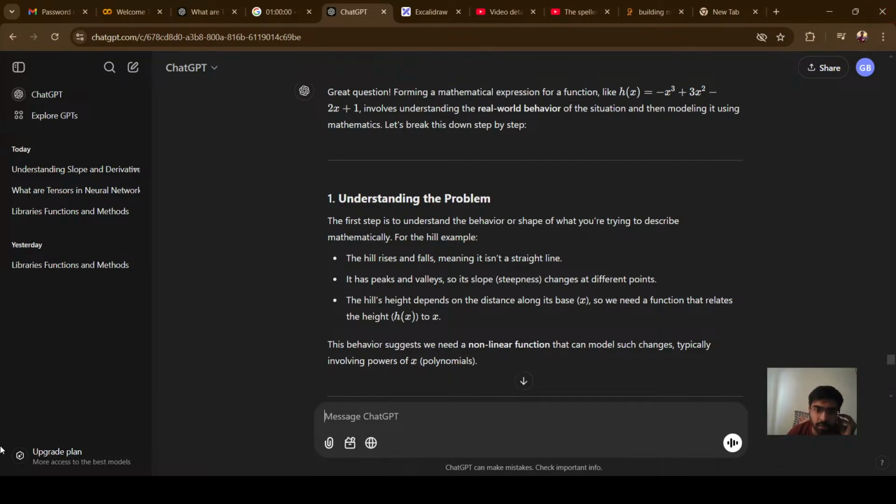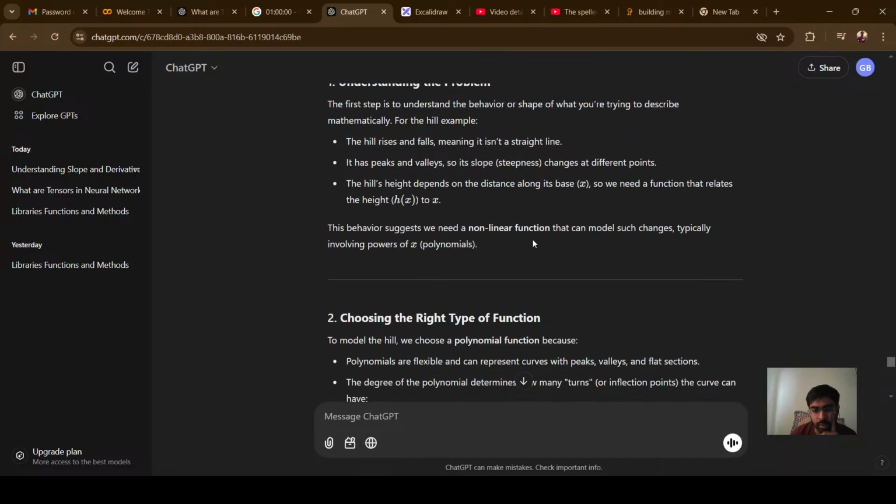Yeah. So the first step is to understand the behavior of what you are trying to describe mathematically. For the hill example, the hill rises and falls, meaning it isn't a straight line. It has peaks and valleys, so its slope changes at different points. The hill's height depends on the distance along its base x. So we need a function that relates the height h of x to x. This behavior says we need a non-linear function that can model change, typically in powers of x.